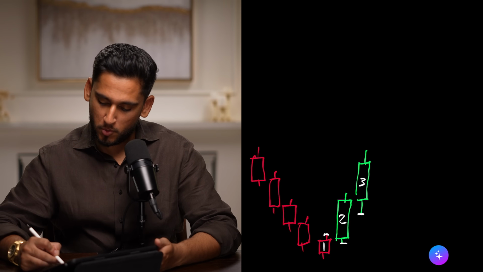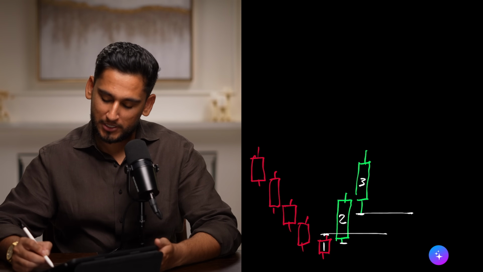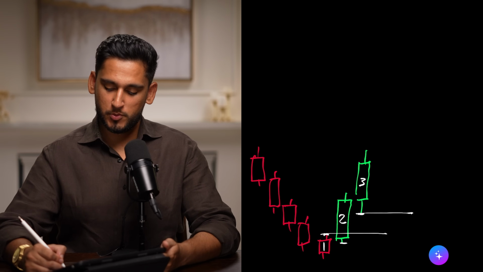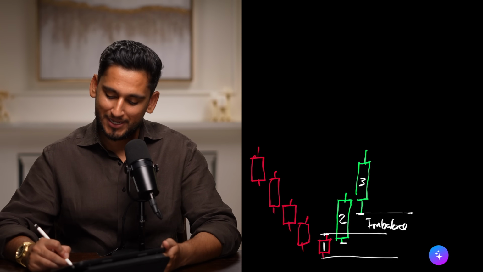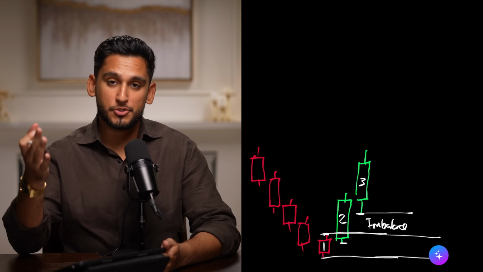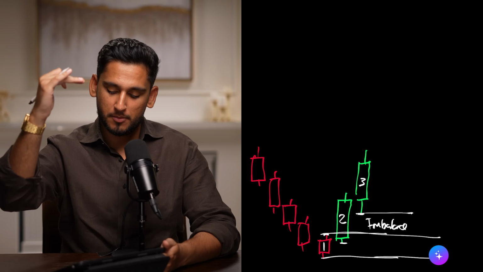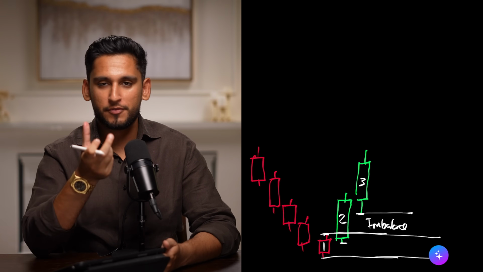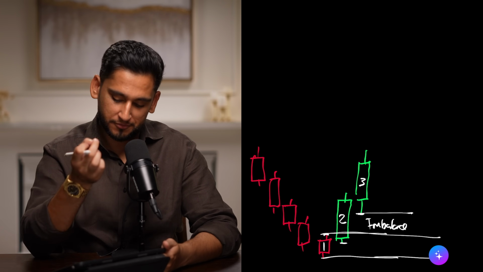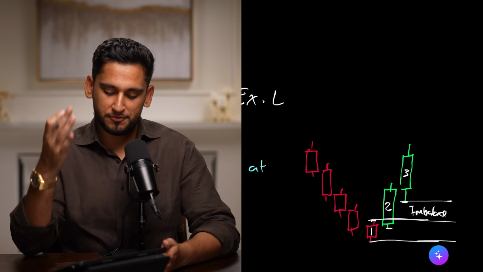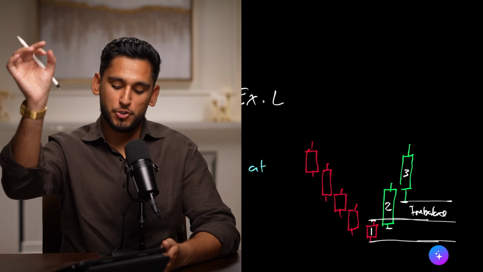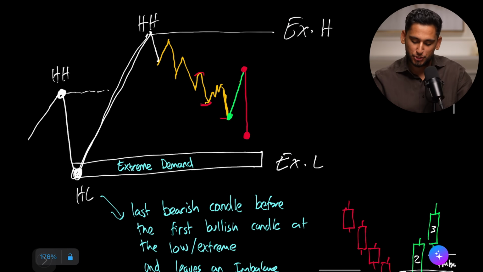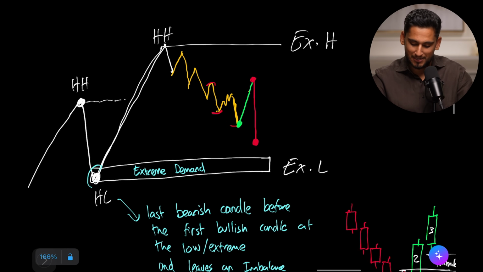When I see an imbalance, this is a preferred zone. So when candle number 1 wick high and candle number 3 wick low leaves space, that space we call imbalance. That is a perfect place to confirm that candle number 1 is a demand area. So candle number 2 that takes over the range of candle number 1 and leaves an imbalance is the perfect criteria for a quality demand for me. So it's the last bearish candle before the first bullish candle at the extreme that has an imbalance and goes on to make a new higher high.